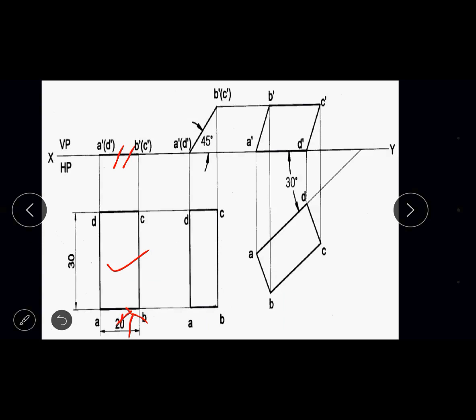In the next step, the same front view, whatever you got in the first figure, is transferred to the next step. It will be similar in dimension. It is tilted at 45 degrees, and then the projection lines are drawn, and from the corresponding views you get the irregular shape. This is the irregular shape rectangle.